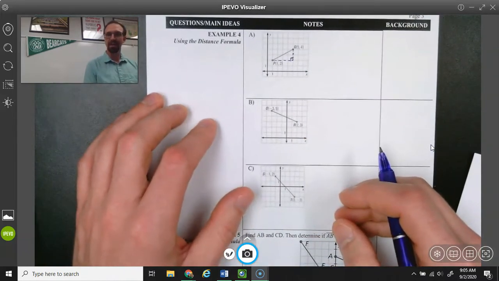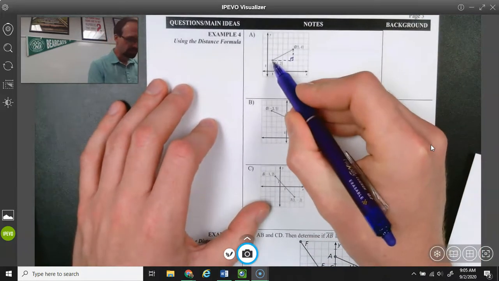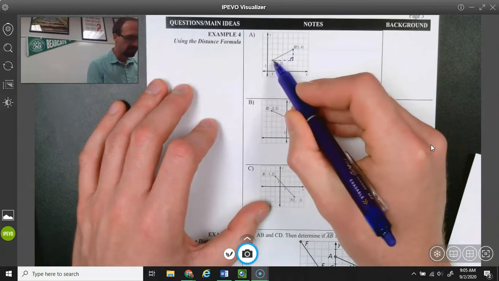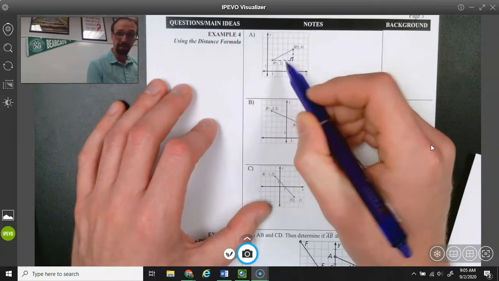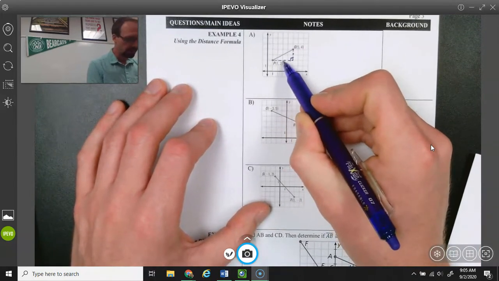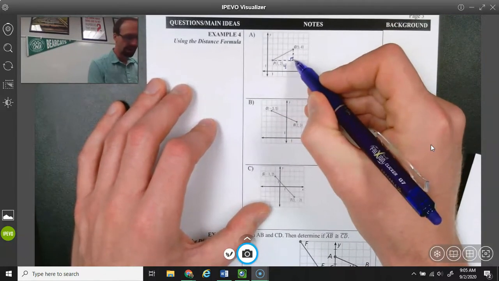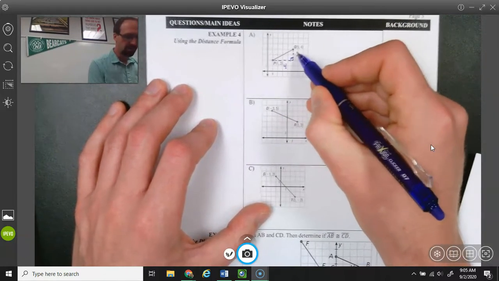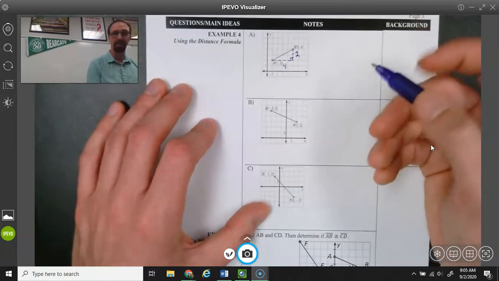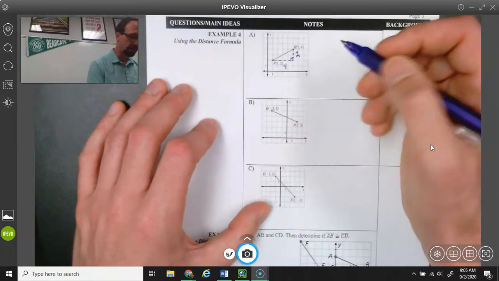What I want to do is count the space or the distance from point P to this point here. So if I count 1, 2, 3, 4, this is 4. If I count up 1, 2 from here, that's 2. So we're going to be using those values to then find the distance from P to Q.